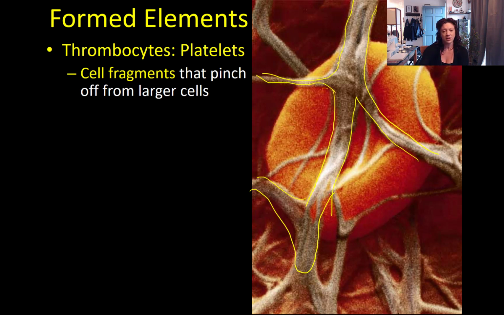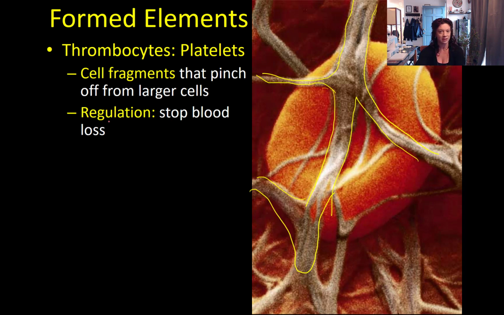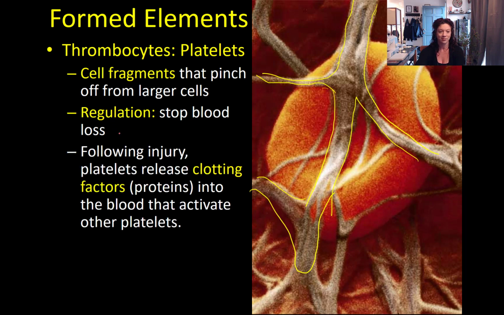Thrombocytes are actually pretty much just cell fragments. They pinch off from larger cells during cellular genesis in blood marrow. They also participate in regulation. Their job is to stop blood loss in the event of injury.